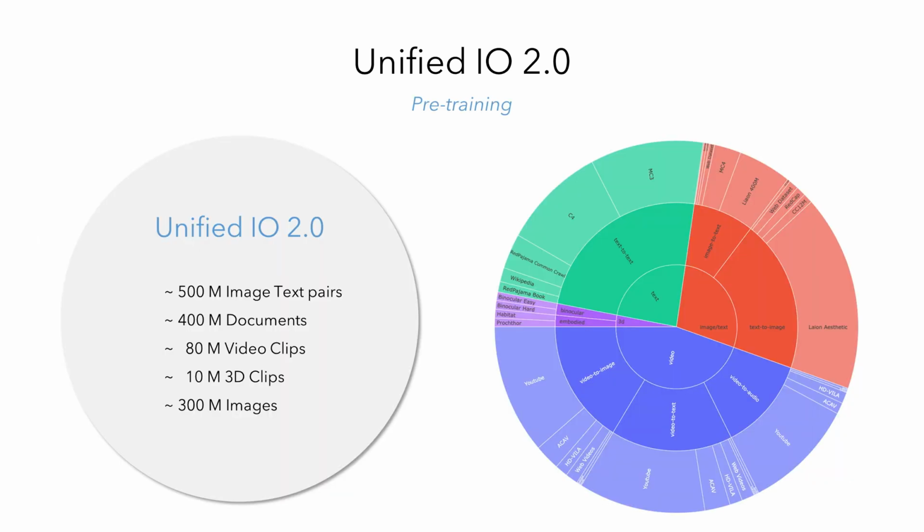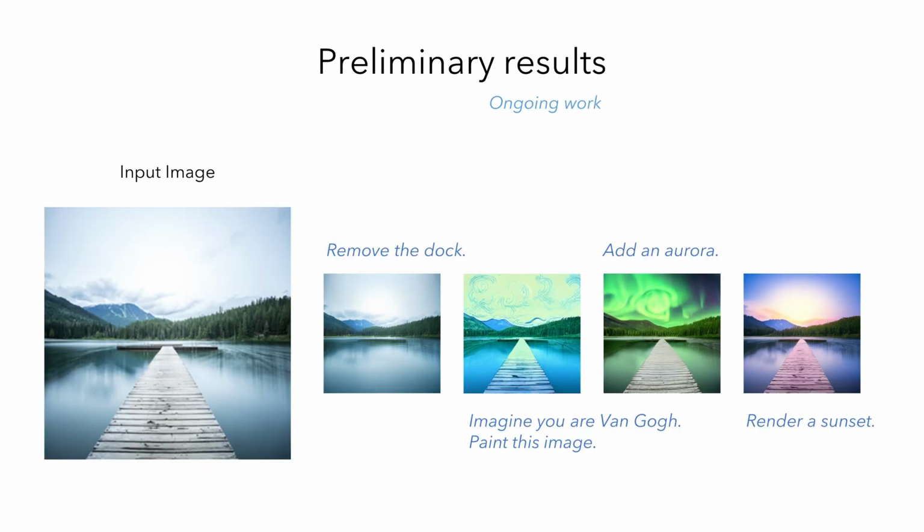It's trained on even more data, billions of examples, including 500 million image text pairs and 80 million video clips, and on a wide variety of tasks. And so now it can do things like describe the image with a brief description, an old wooden jetty, or with a more detailed description, the image captures a moment of serenity and tranquility amidst the vastness of nature. But you can also do things like edit the image. You can say, remove the dock, or imagine you're Van Gogh, now paint this image, or add an aurora to the image, or render a sunset.